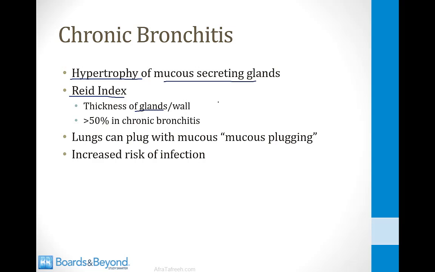That's called the Reed index. Normally, it's less than 0.4. In patients who have chronic bronchitis, it can be as high as 50% or more. And that's because these glands are hypertrophied and producing more mucus than normal.